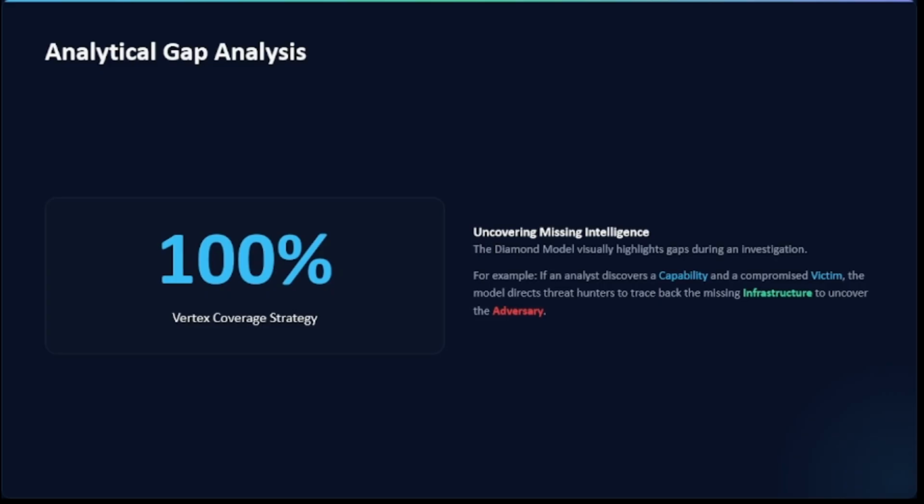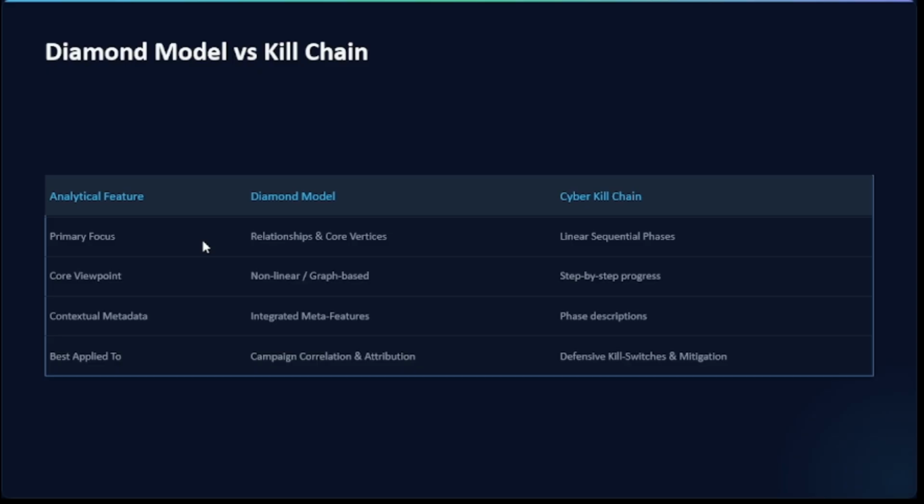And the example given here is if an analyst discovers a capability and a compromised victim, then the model can direct the threat hunters to trace back the missing infrastructure and hopefully uncover the adversary. And that's where it can get tricky. I'm just being honest with you. It's not 100%. Identifying the adversary is very difficult in many cases. It's not like they hang signs around their tools and say, hey, it's FIN7, we're here again, knocking on your door. They don't do that. They try to hide who they are. And what you're making here is basically an educated guess using a tool like the diamond model of intrusion analysis.